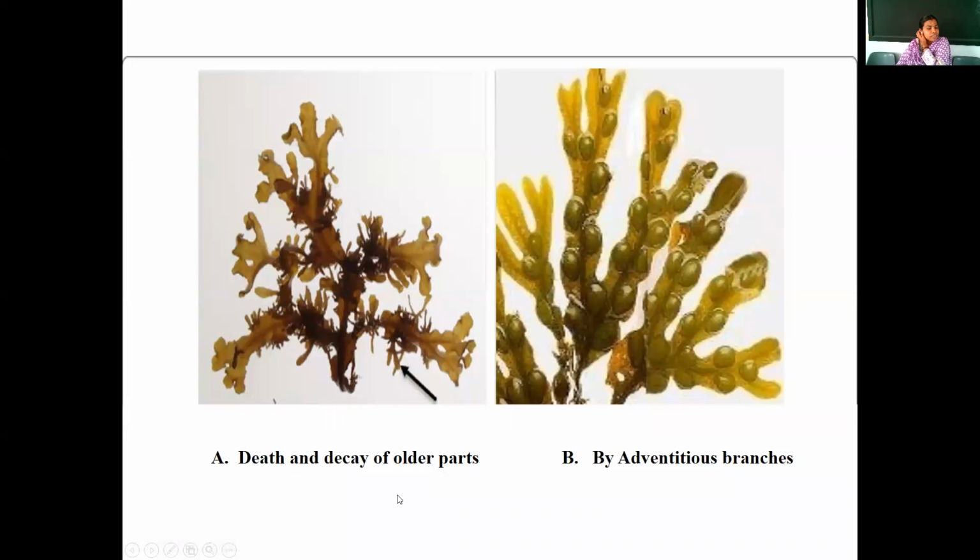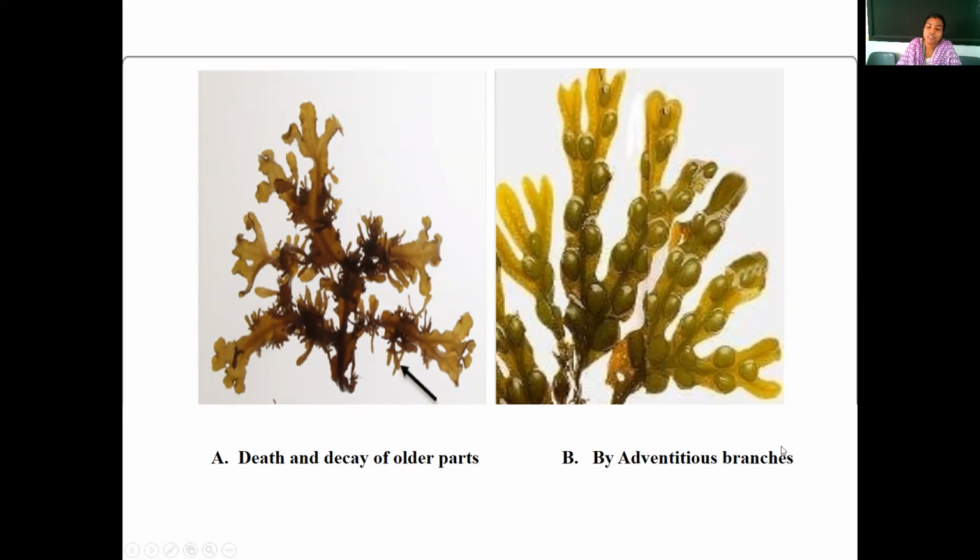And the second one is the death and decay of the older part. When the mother portion, that is the basal portion, dies and decays, what happens? From the notches, new branches arise. So with the death and decay of the older part, the notches can produce a new branch.